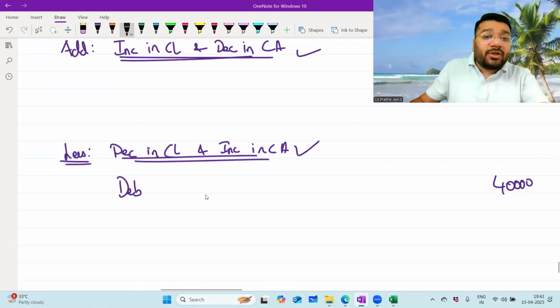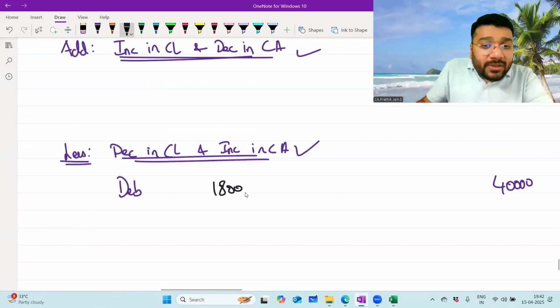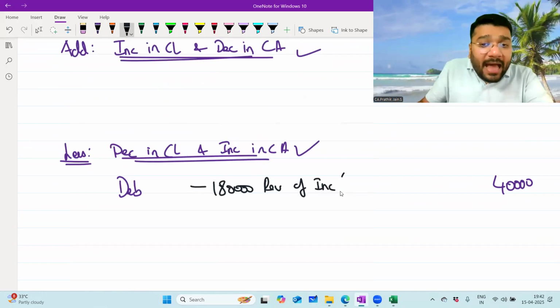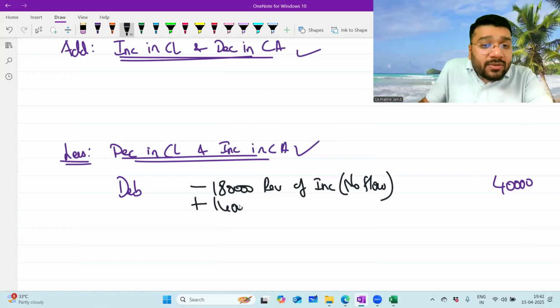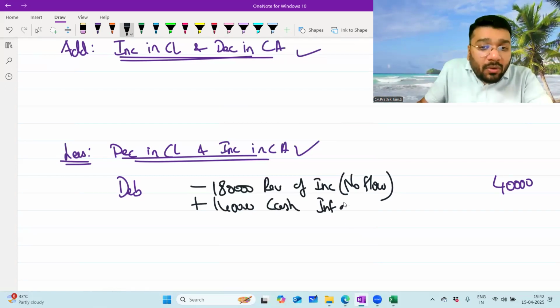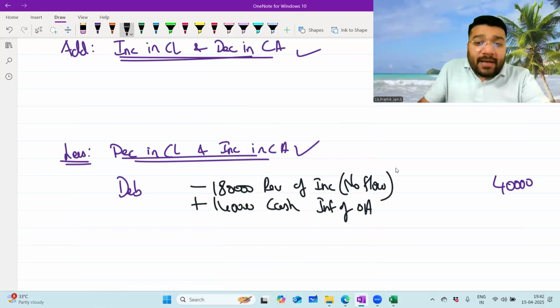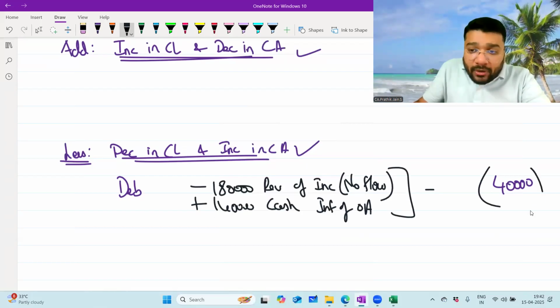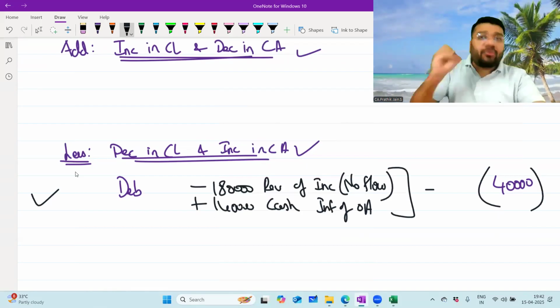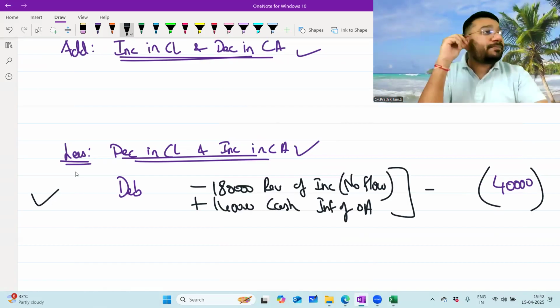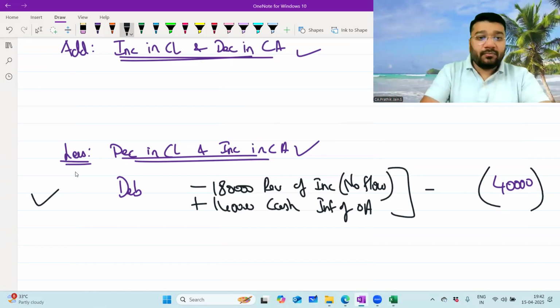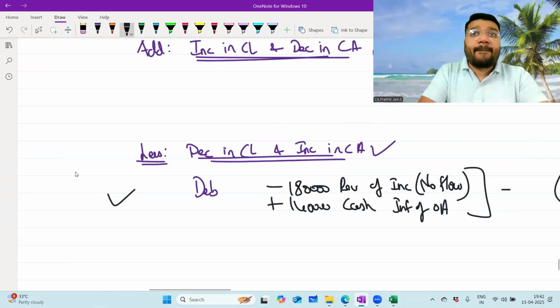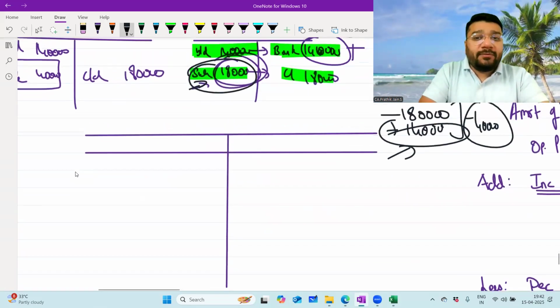Writing this is wrong. So debtor 1,80,000 rupees is nothing but reversal of income as there is no flow. And 1,40,000 rupees is basically cash inflow of operating activity. So what is my net flow? 40,000 is net flow. This is actually the right approach. Second method is the right approach. Understood? Can I go to next point?